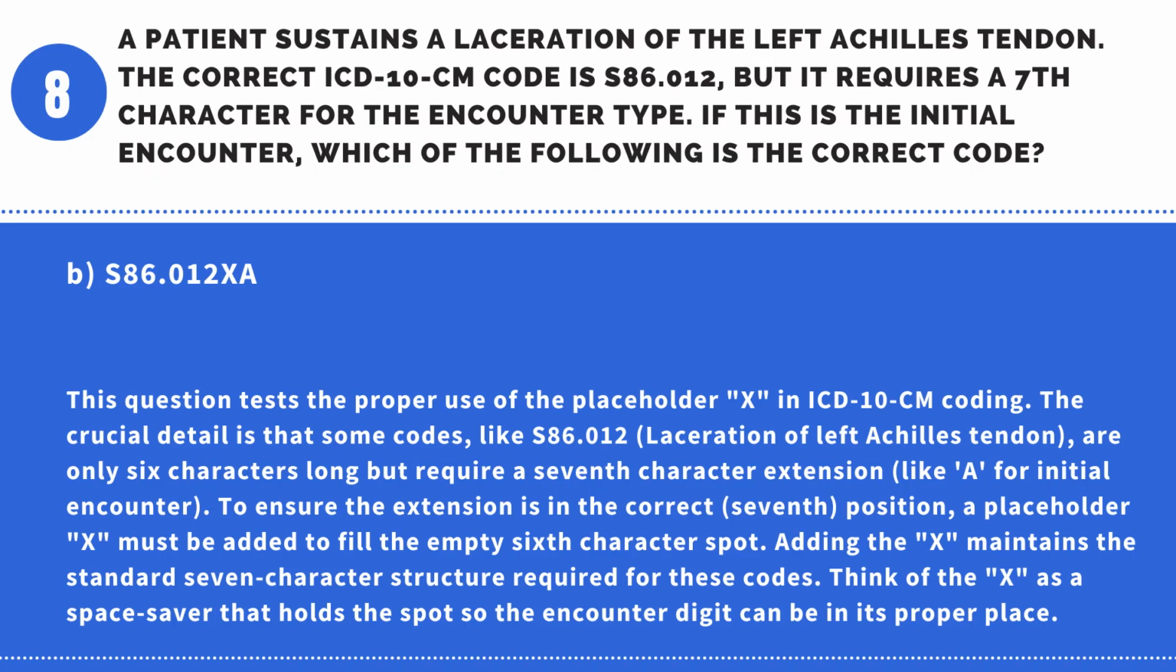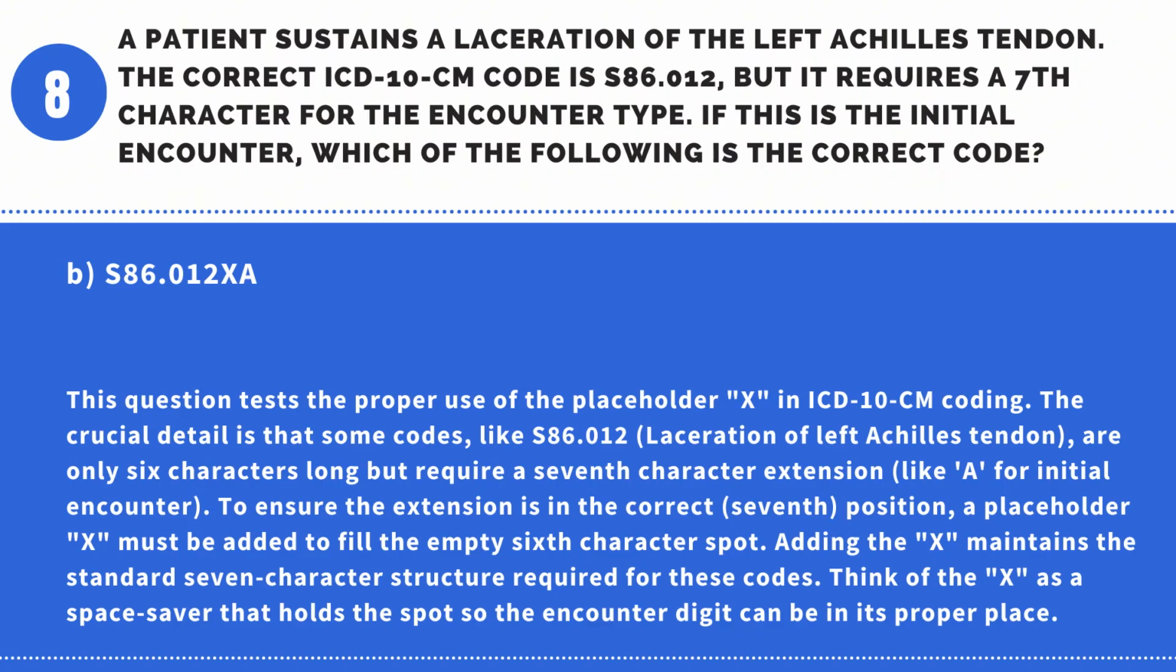To ensure the extension is in the correct, 7th, position, a placeholder X must be added to fill the empty 6th character spot. Adding the X maintains the standard 7-character structure required for these codes. Think of the X as a space saver that holds the spot so the encounter digit can be in its proper place.